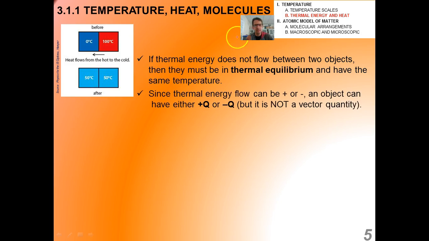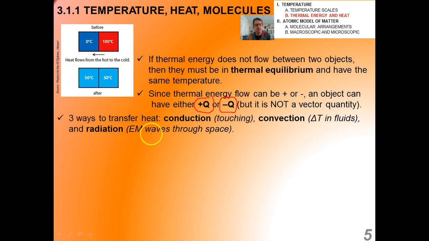So in this bottom case right here, you're not going to have any heat flow between these two objects. Now, thermal energy flow can be positive or negative. It's not a vector quantity. But it can be positive or negative, meaning that if an object has positive Q, it means that it's absorbing heat. If it has negative Q, it means it's giving off heat, or the heat is being transferred to the surroundings from that object.